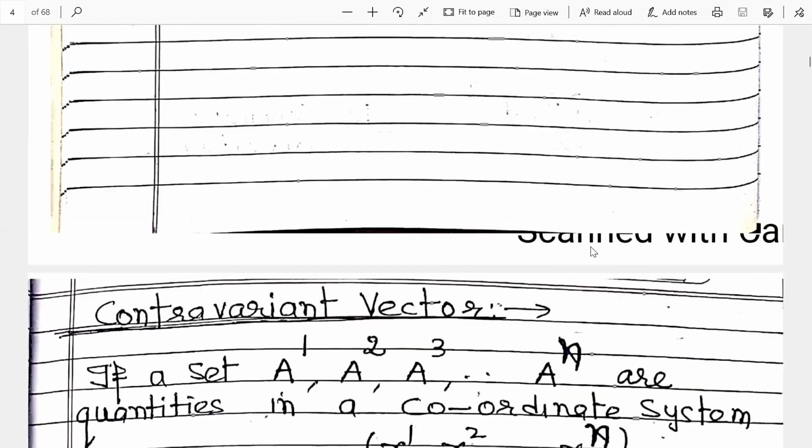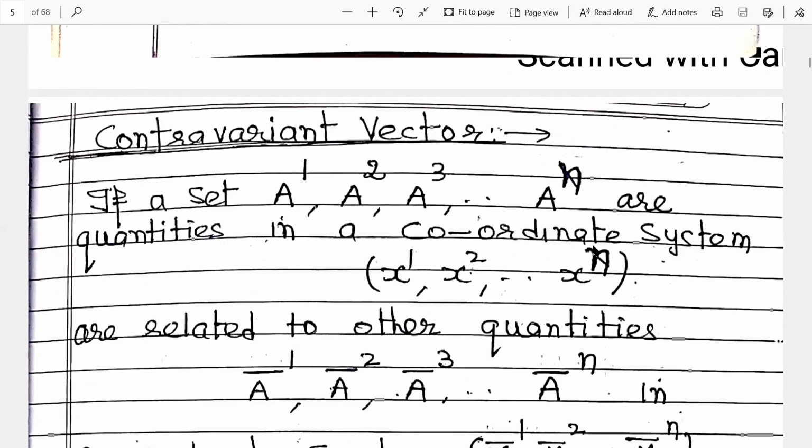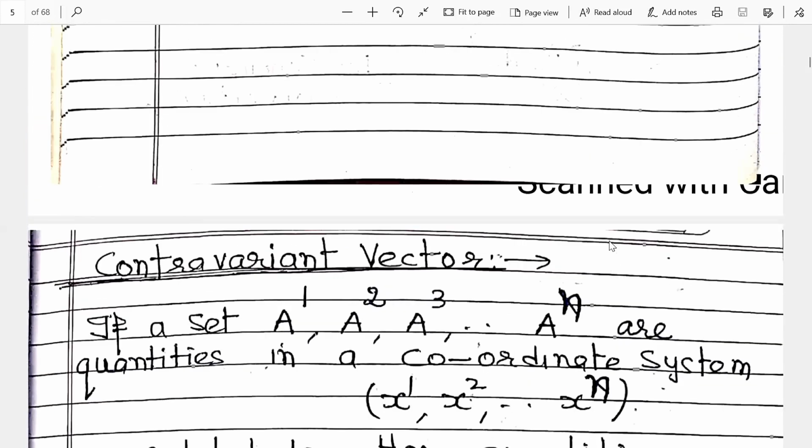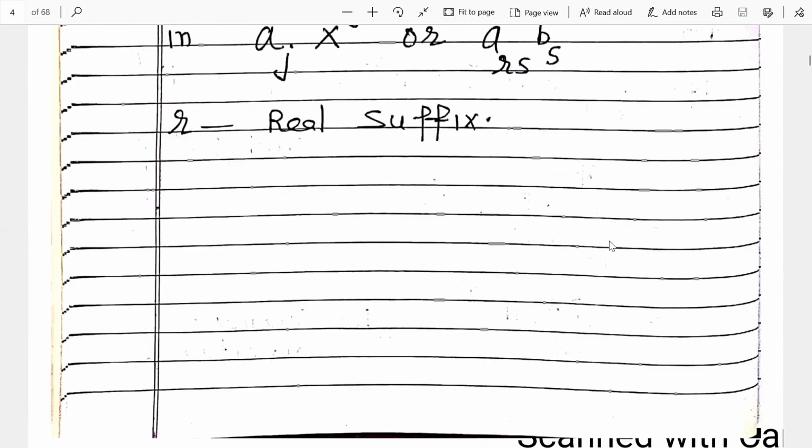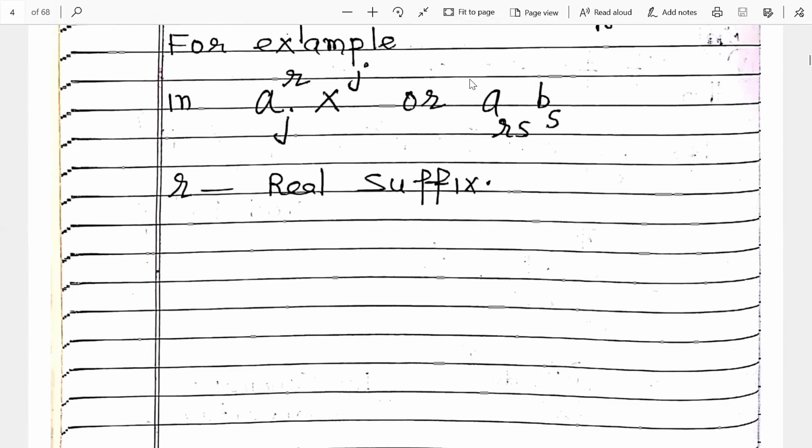Now, the next part is contravariant vectors. That will be discussed in the second lecture.